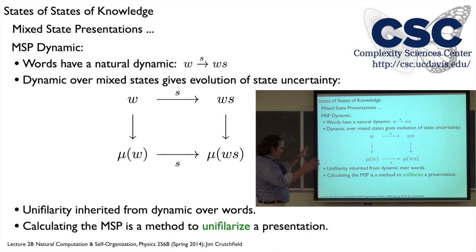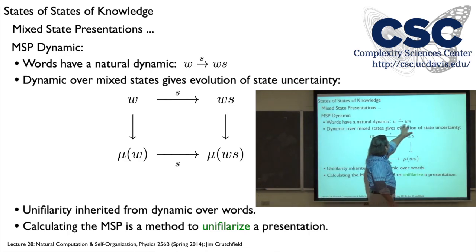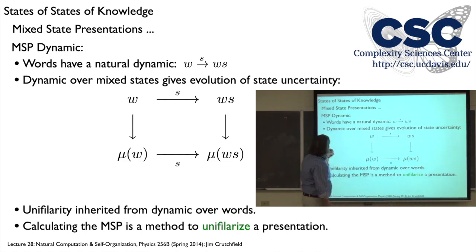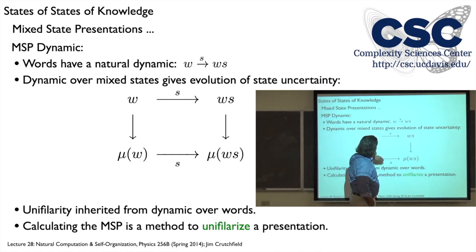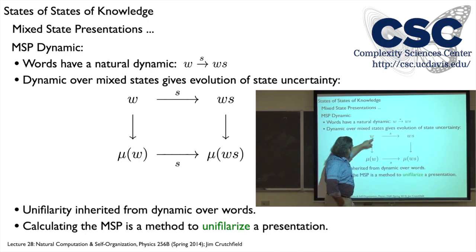Okay, now that's the state space. So what about the dynamic? Well, there is this very natural dynamic over the words. I've seen some word and I observe another symbol and I have a new word, just the concatenation of the word and the new symbol. So we have this dynamic over mixed states that's induced by this. We have a word, we add on a symbol, we get a new word, and then we can go look at what's happened to the state distribution.